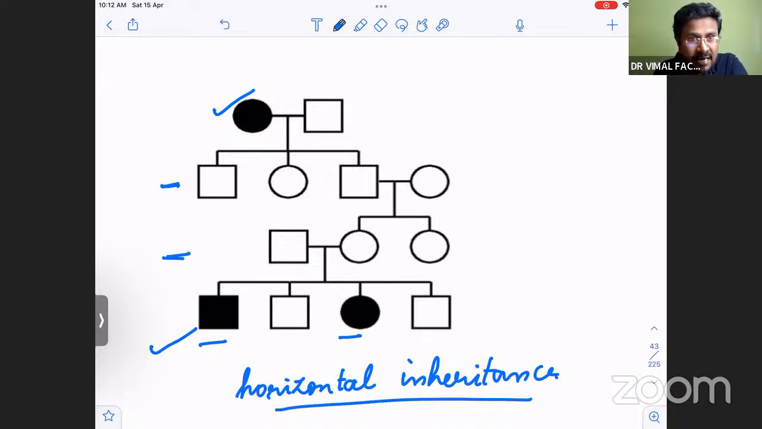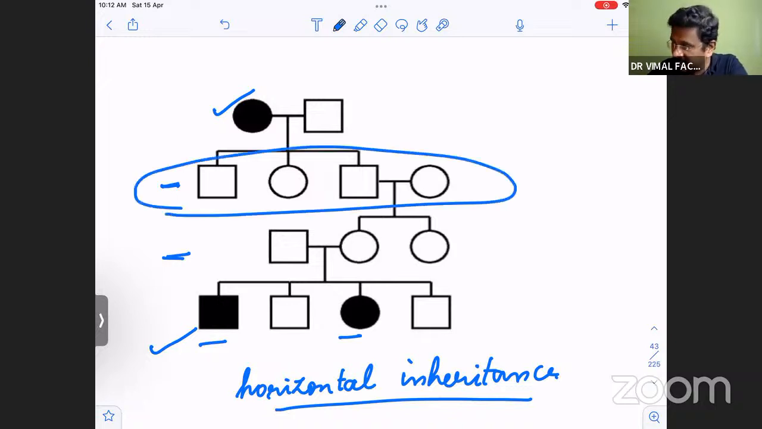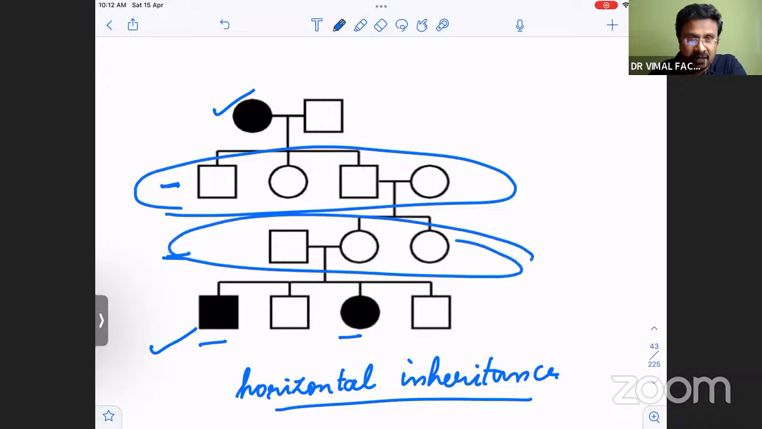So what is this pattern of inheritance? There is skipping of generation. See, in this generation nobody was affected, in this generation also nobody was affected. So how would these persons have got the disease? They would have acquired it during that marriage, through horizontal inheritance. So what is this type of inheritance? Yes, it is autosomal recessive.